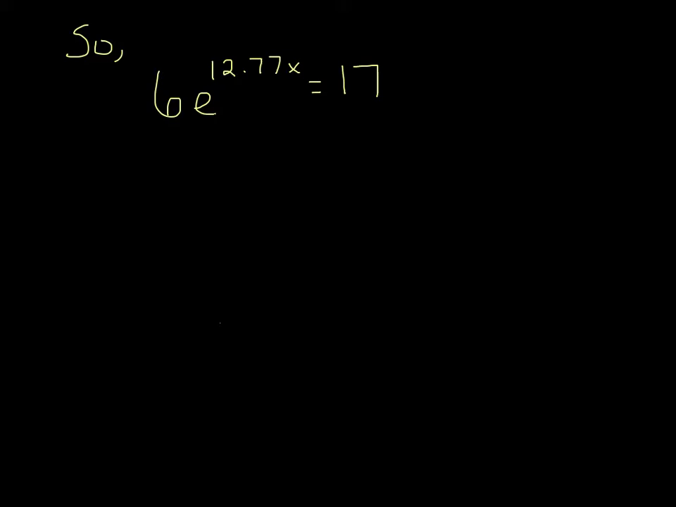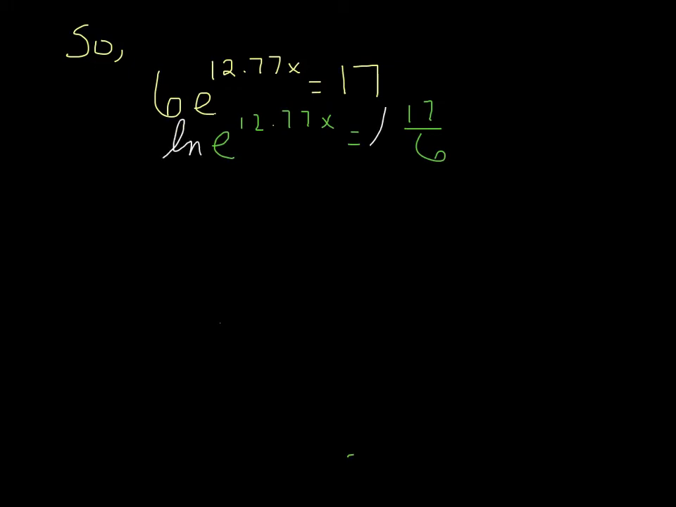Okay? So here's our equation. The first thing we need to do is get the exponential piece by itself. So we're going to divide both sides by 6. And I'm just going to leave that as 17/6. There's nothing I can really do to it. Okay? So now I'm going to take the log of both sides. Since this exponential has a base of e, I'm going to take the natural log of both sides.